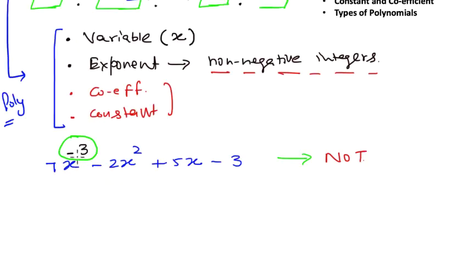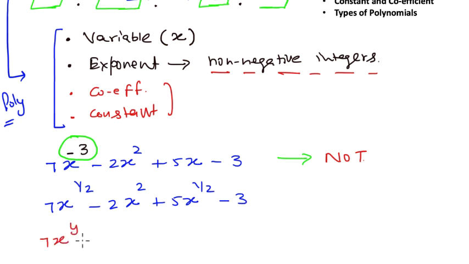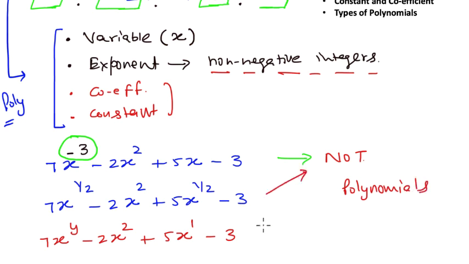So let's say instead of changing it to -3, what if I change it to 7x to the power 1/2 minus 2x to the power 2 plus 5x to the power 1/2 minus 3. And then let me write one more example. In this case, I'm writing 7x to the power y minus 2x to the power 2 plus 5x to the power 1 minus 3. So I will say all three of them are examples of what we will call not polynomials.